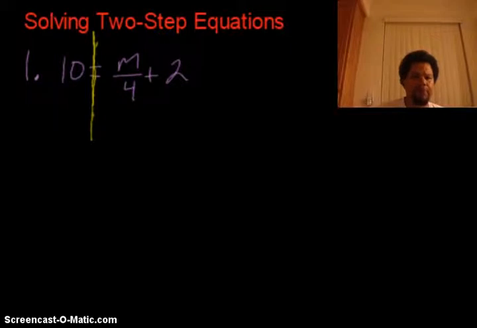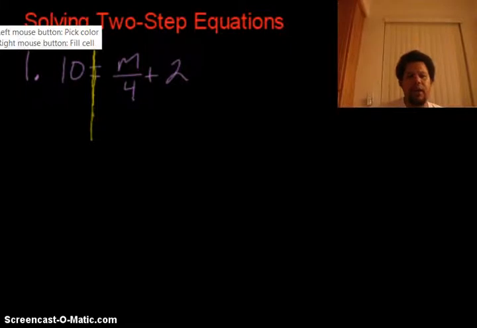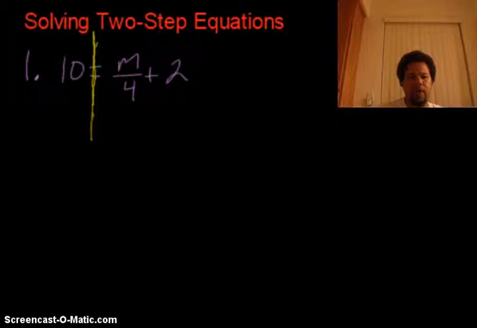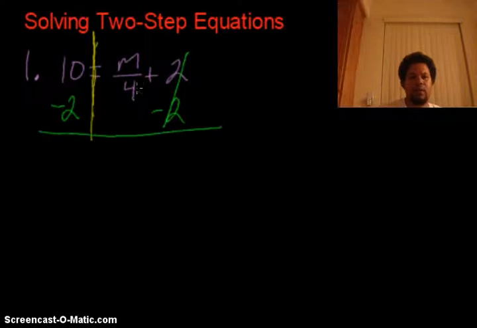All right, so here we go. Now I'm just going to go into all the steps. First I am going to eliminate, or cancel out, this addition of 2. To cancel out an addition of 2, the inverse is to subtract. So I'm going to subtract 2 from both sides, because adding 2 and subtracting 2 cancel out, leaving me with m over 4 on the right side, and 10 minus 2 is 8 on the left.